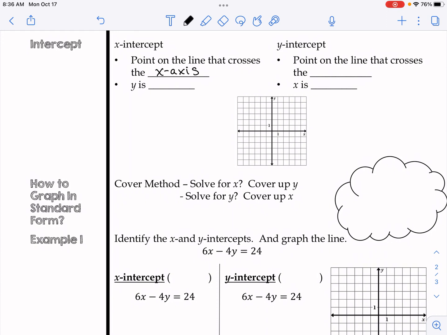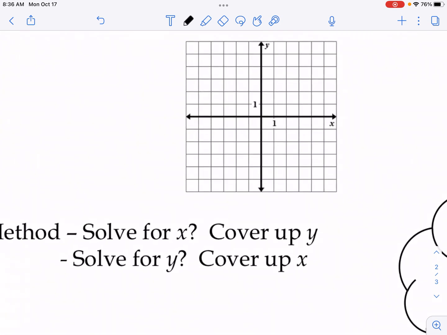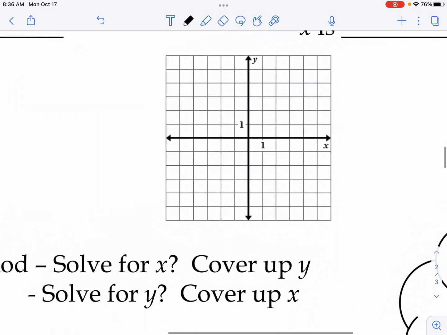Similarly, the y-intercept is a point on the line that crosses the y-axis. I'm going to give you a line before we fill out these next parts here. Let's put a point right here. And let's put a point right here. And let's draw a straight line through these points. Something like that. Okay. Now, let's write the coordinates here.